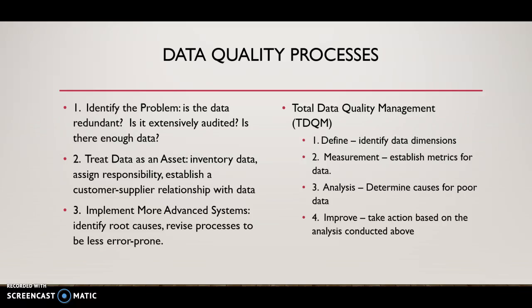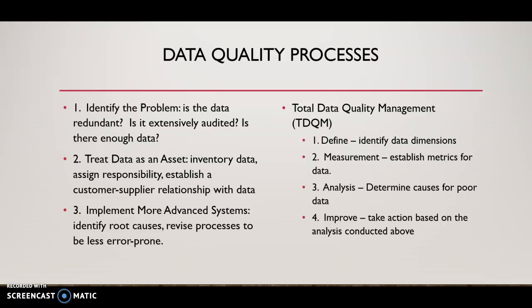Some more data quality processes. Number one, identify the problem. Is the data redundant? Is it extensively audited? Is there enough data? Two, treat data as an asset. Inventory data. Assign responsibility. Establish a customer-supplier relationship with data. Three, implement more advanced systems. Identify the root causes. Then once you've identified them, revise processes to be less error-prone.